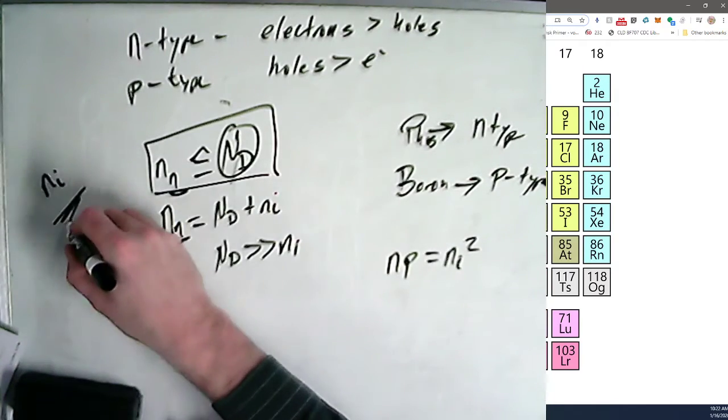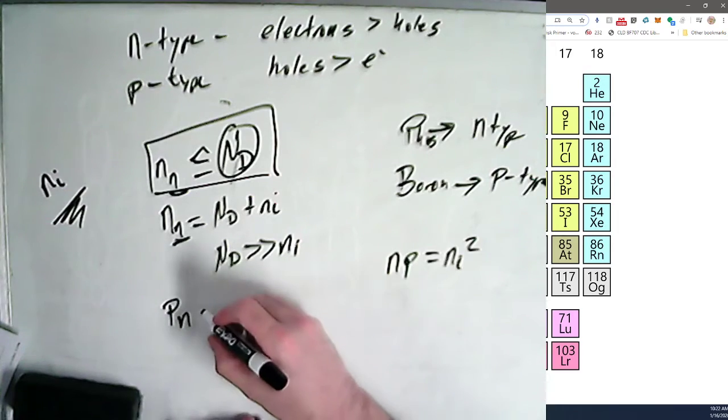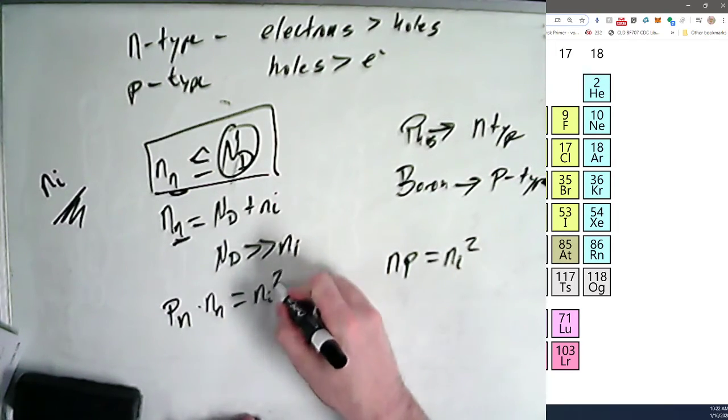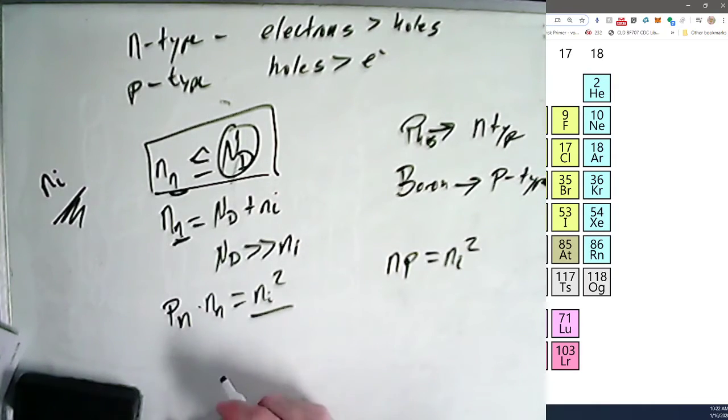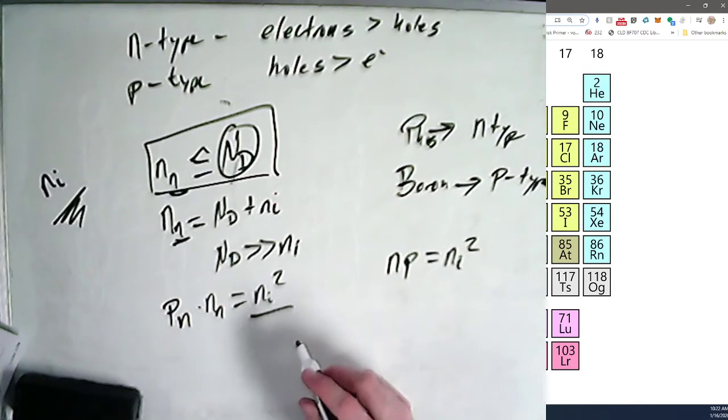This number has not changed. Okay? So P of n times n of n is equal to still ni squared. This number has not changed. It's still, for room temperature, 1.5 times 10 to the 10th. And so we can get an idea for what this is. And so we'll do an example of this here.